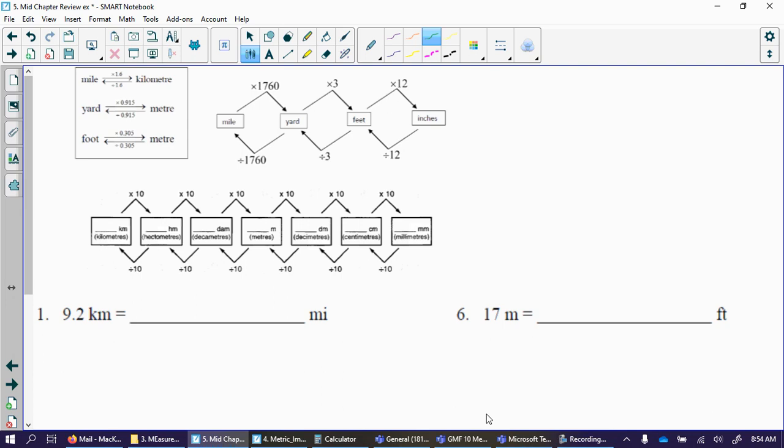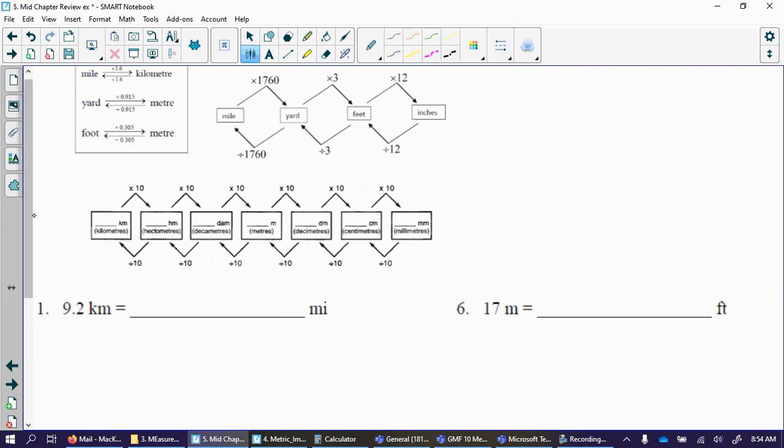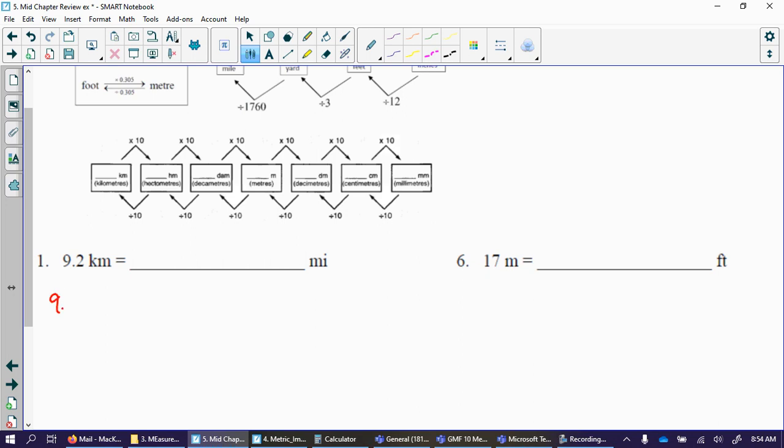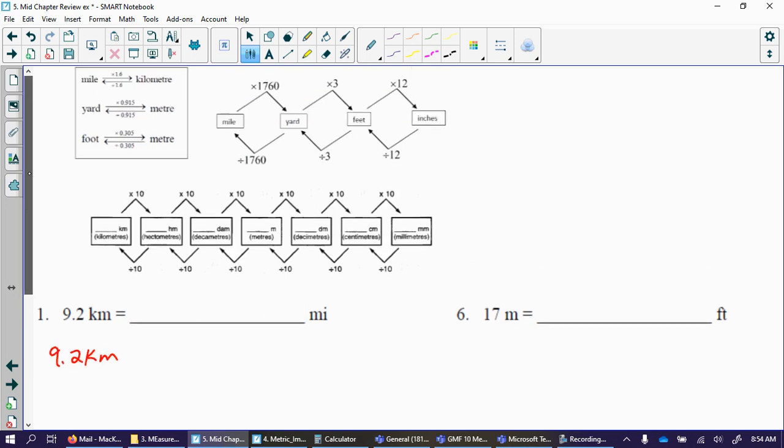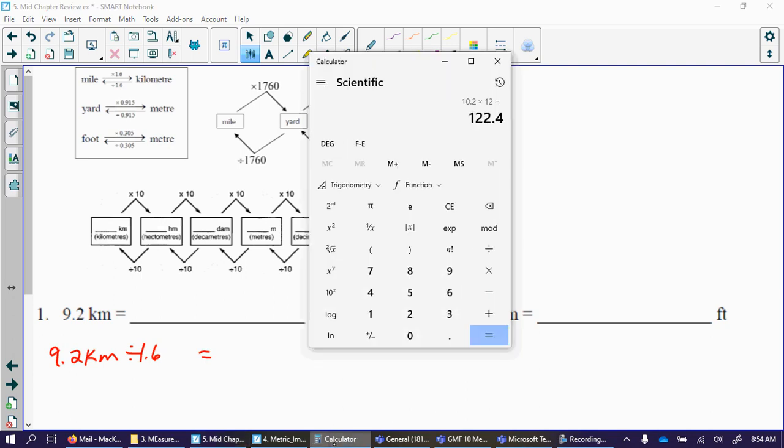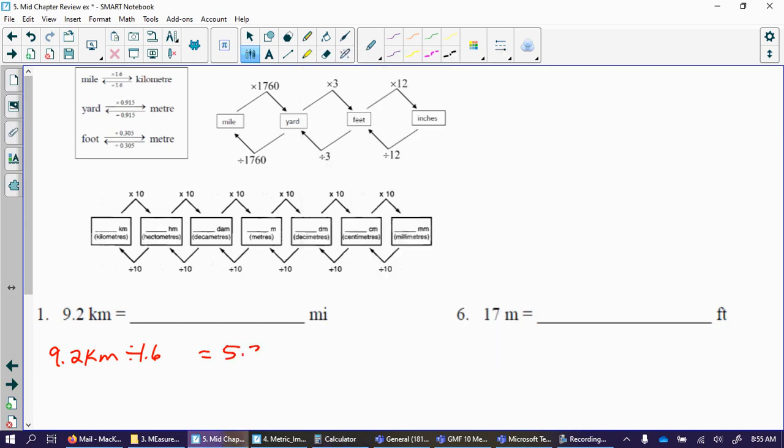For fun, change one of these. Let's change miles to feet. Why not? Because that's going to be a big number. Let's do the miles one first: 9.2 kilometers. Going from kilometers to miles, which tells me I need to divide by 1.6. That's going to give us 5.75 miles.